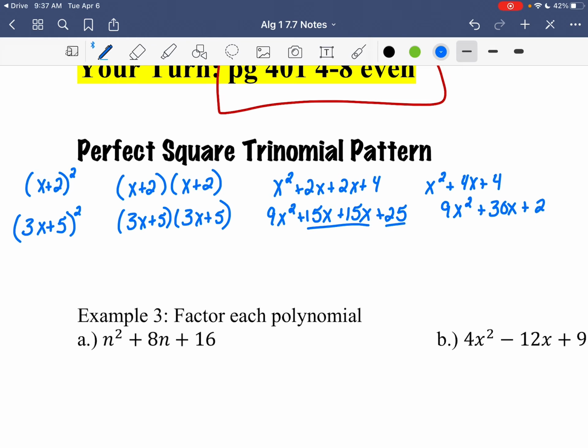If we notice this pattern, the 9x squared comes from squaring the 3x. The 25 comes from squaring the 5. And this 30 comes from having the 3x times the 5, and 2 of them. So if you can notice that pattern, it can save you a little bit of time. But to be completely honest with you, I very rarely notice that pattern.